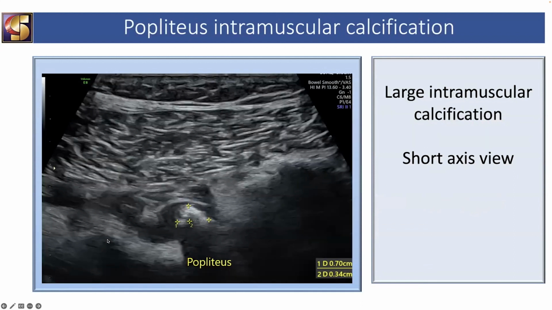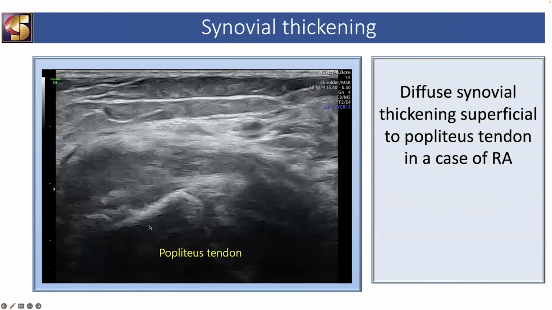In this case, we can see diffuse synovial thickening where the popliteus tendon was normal, but we may mistake it for any other pathology. But here the tendon was entirely normal, and the soft tissue synovial thickening was seen superficial to the popliteus tendon. This was a case of rheumatoid arthritis.